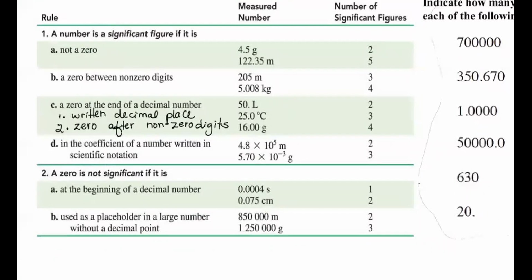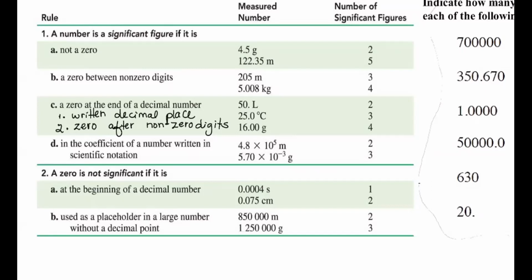Now, scientific notation is the next topic that we're going to talk about. So understand that if you are given a measurement in scientific notation, anything in the first part before the times 10 is significant.